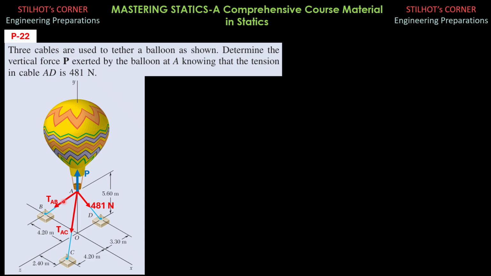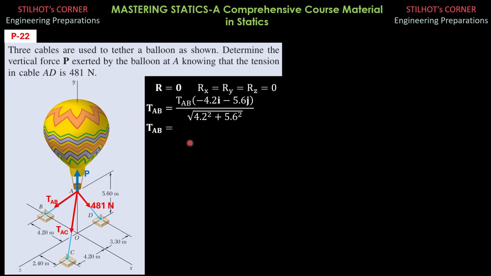So tension AB is magnitude of tension AB times negative 4.2 I, then negative 5.6 J. So R is 0. Rx equals Ry equals Rz equals 0 also. So that's the meaning. So tension AB is magnitude of tension AB times quantity negative 4.2 I negative 5.6 J over square root of 4.2 square plus 5.6 square. Simplifying, tension AB is magnitude of tension AB times quantity negative 0.6 I minus 0.8 J.